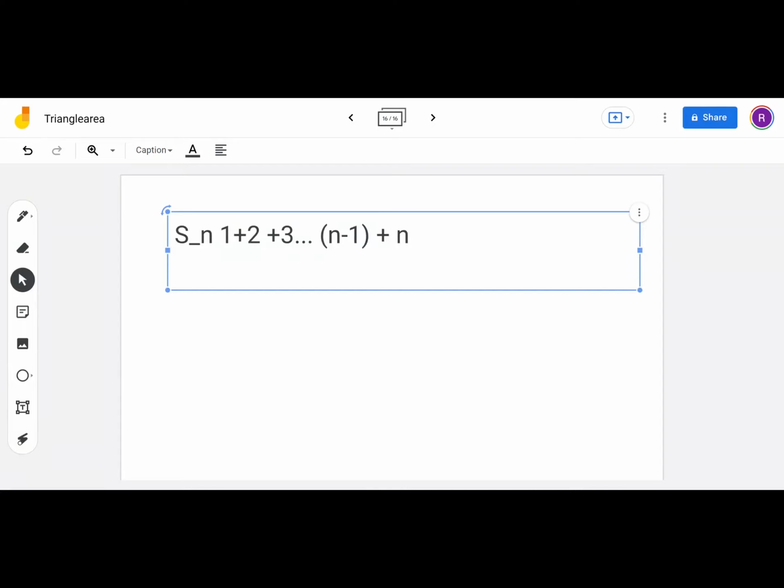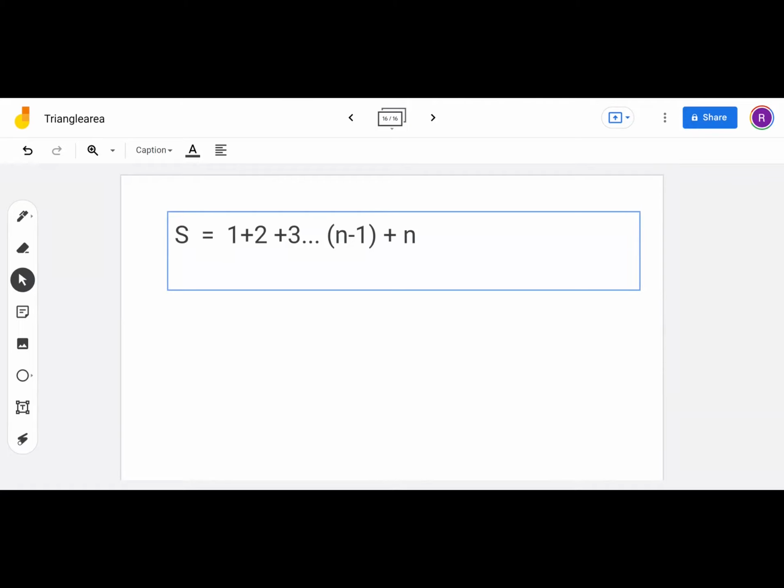I can't write the subscript here, so let me just write it as a function of n. S of n is the sum of the first n numbers. Actually, let me remove the n and just say this S is the formula. Now we are trying to see that this is equal to n into n plus 1 by 2. Does anyone have any idea why this is n into n plus 1 by 2? How will we get the formula for S?